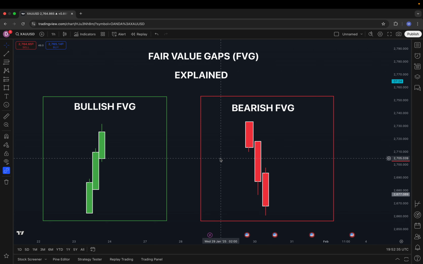And stay tuned till the end, as I'll be going over some live examples on how to apply bullish fair value gaps and bearish fair value gaps. Let's get started. So what is a bullish fair value gap?